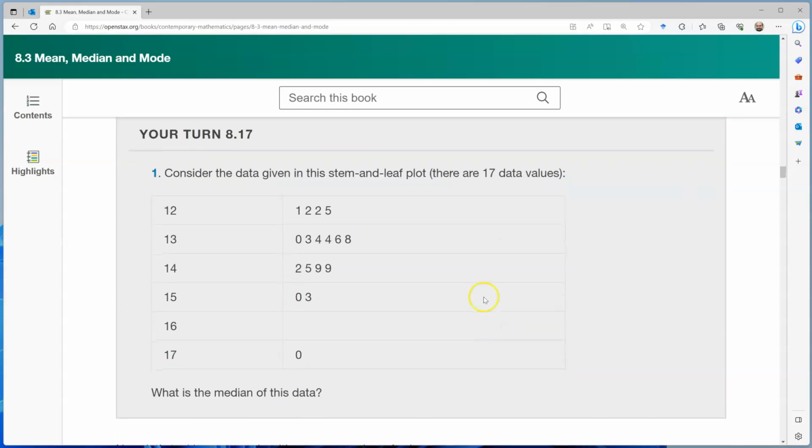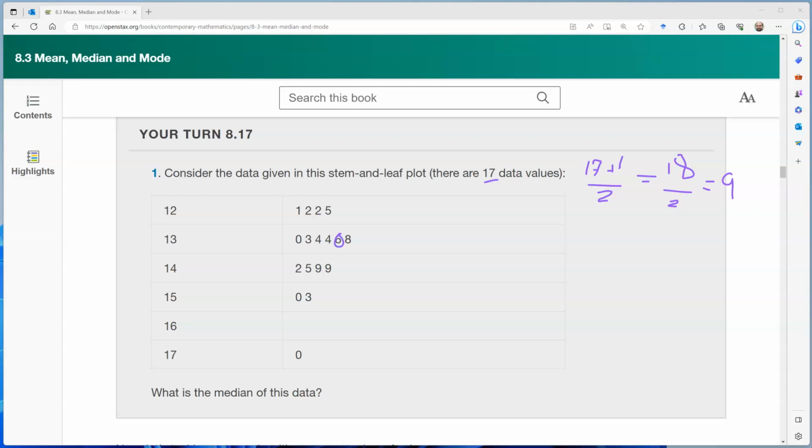So I'm going to walk through this your turn with you, just so that you have another good example, because these don't take too long. So again, our data values are, once again, even or odd. So we would do 17 plus 1, and divide that by 2. So that's going to be 18 divided by 2, which gives us 9. So we're looking for the value in the 9th place. So this is 121. That's going to be 1, 2, 3, 4, 5, 6, 7, 8, 9.